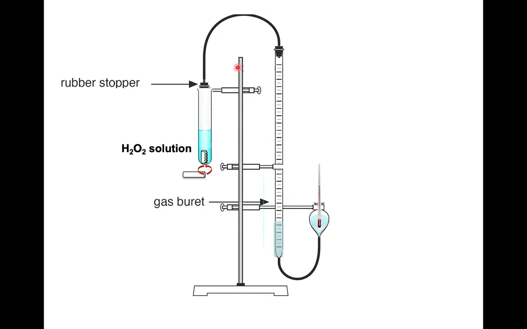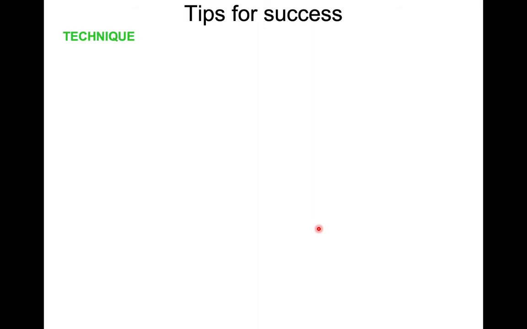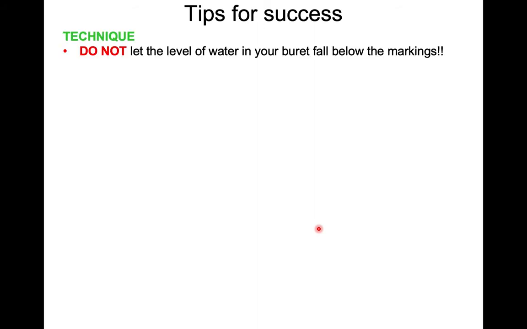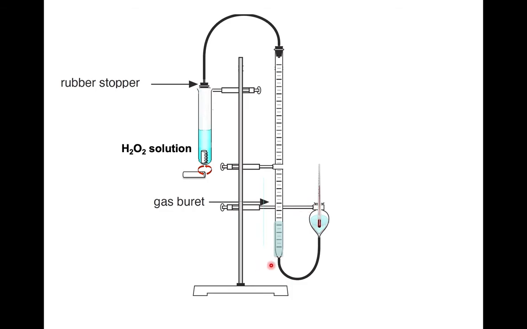We'll assume that the temperature of the gas in this column will be the same as the temperature of the water in the leveling bulb. And here are some tips for success. As far as techniques, do not let the level of the water in your burette fall below the markings. So that would be on this. We don't want it to go down here below where there are markings, and if you follow the instructions from earlier, it shouldn't be a problem.